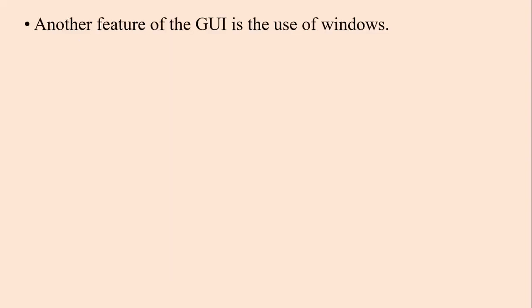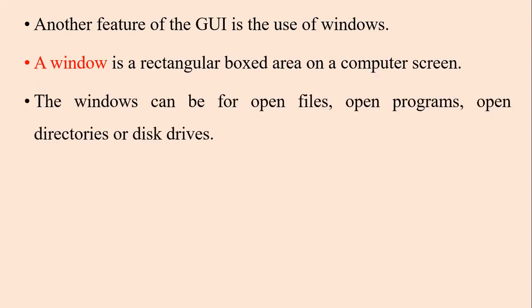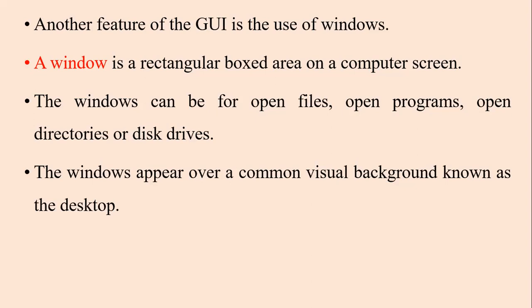Another feature of the graphical user interface, just as I have said, is the use of windows. A window is a rectangular boxed area on a computer screen. The windows can be for open files, open programs, open directories, or disk drives. The windows appear over a common visual background that we call the desktop.